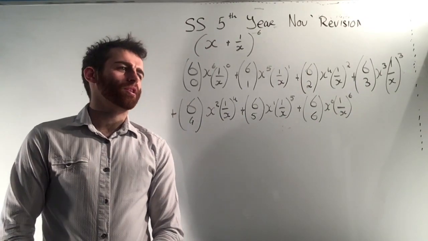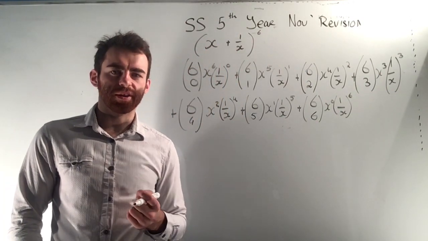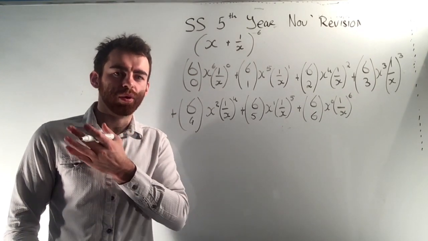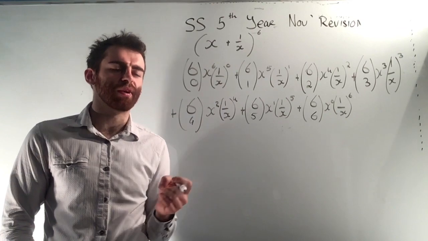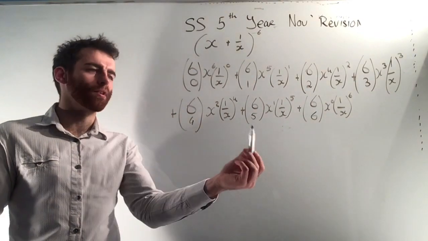Okay, so the third question I gave you here was (x + 1/x)^6, and you're asked to find the term independent of x in the expansion. Independent of x means the one where there's no x's, the x's cancel each other out. So the first thing you should do is list them all out. You'll notice that I've done that here.